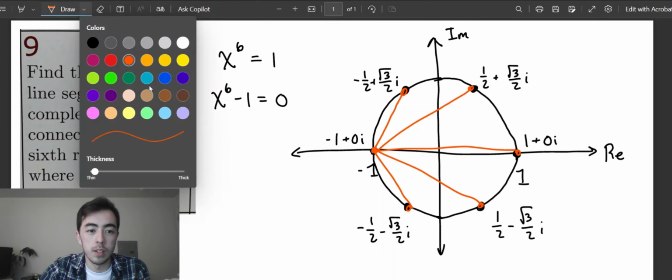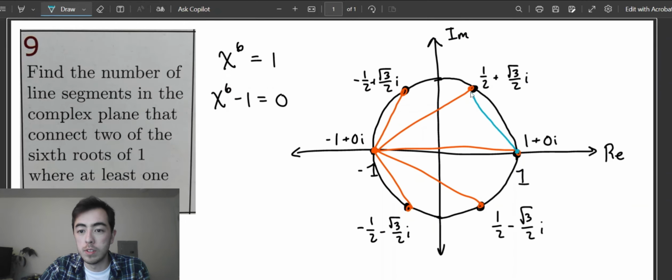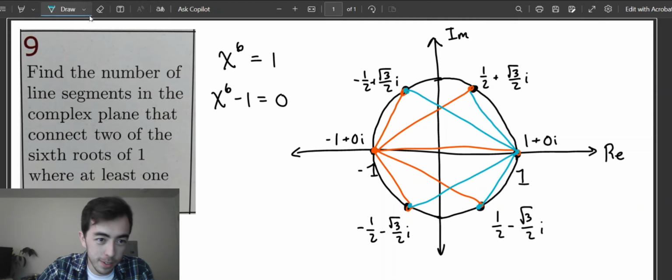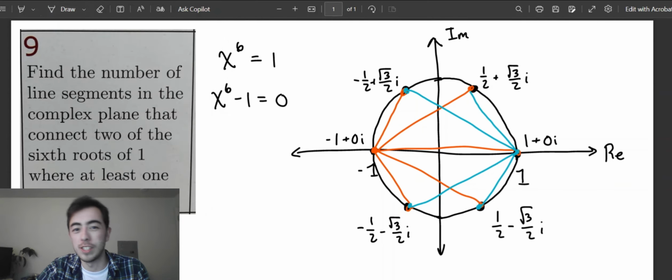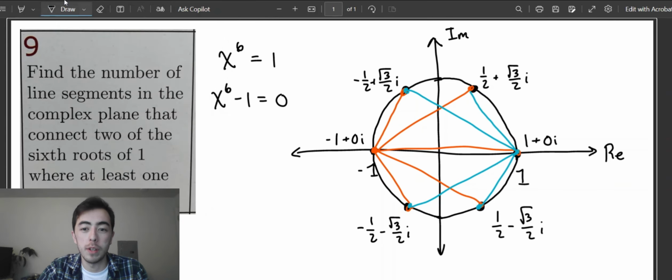And then let's color code the other one. I want to start at my positive real root, and I'm going to basically draw the same picture. 6, 7. I won't double count the middle one. It's already there. 8, and then 9. So those are all of my line segments connecting the 6th roots of unity in a complex plane. And yeah, there's 9 of them.